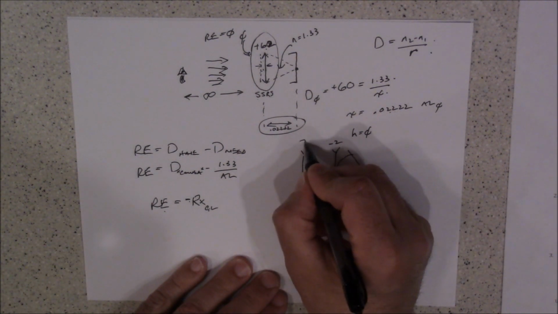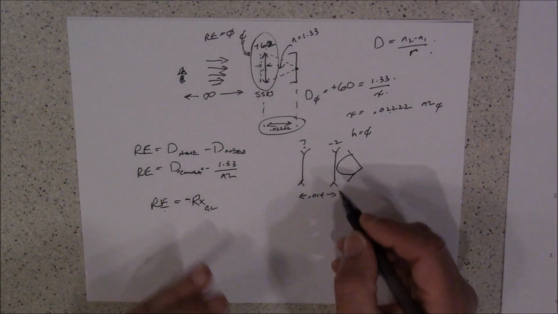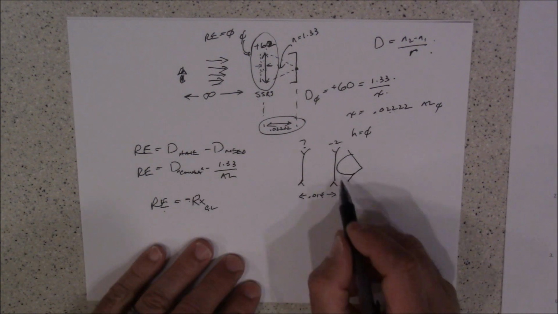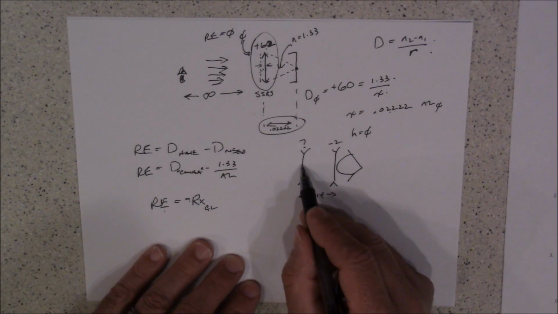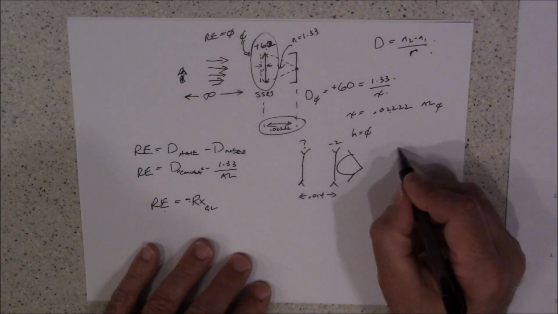I want to know what the power of his spectacle lens is going to be. It can't be the same. I can't just move the -2. If I put the -2 out here, is that going to be too much or not enough? Well, think about it for a second.